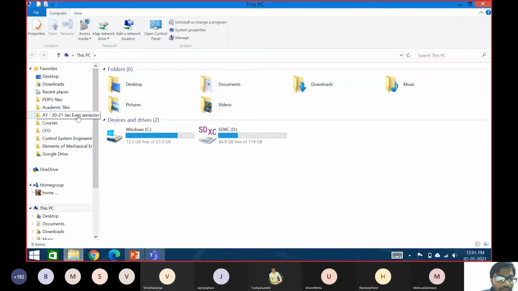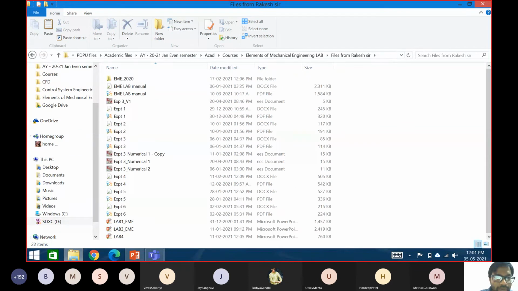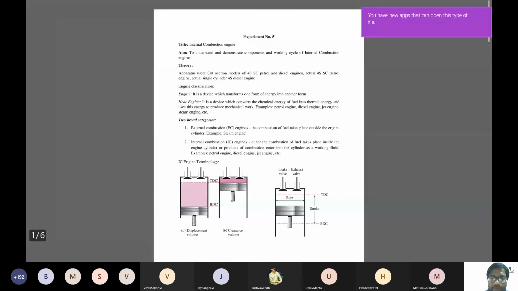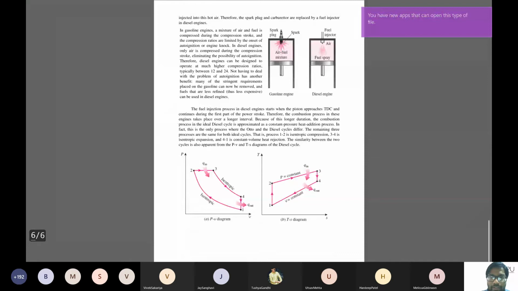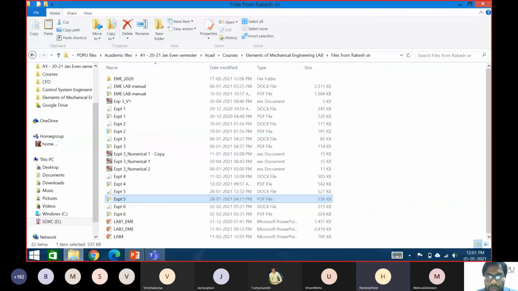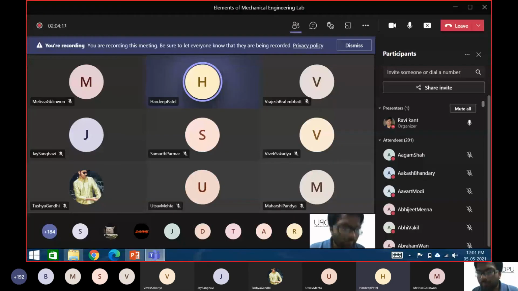Let me go back and see. They might have given one. Experiment number 5, right? Let's see. Actually, there is no table in this. There is no table in this particular lab. Whenever we are having a table, we have added the table over there.